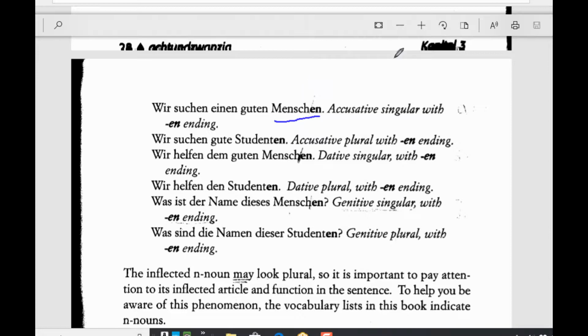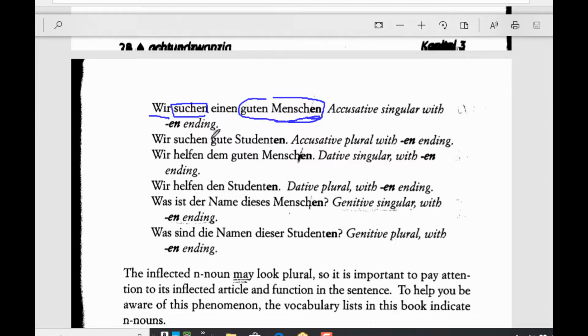So where's the verb here, Matthew? Suchen. Good. Suchen, and the subject is obviously? Wir. Yeah. And then the direct object? Guten Menschen. You could say this whole thing, guten Menschen. Now you would think this is plural, but it's not. The en ending here is just because it's an N noun, and it sort of has the adjectival ending, as you'll see later. So this is obviously singular. We are looking for a good person.